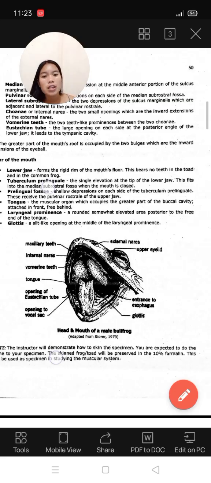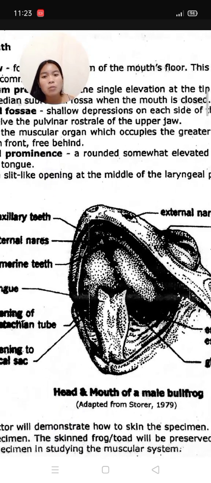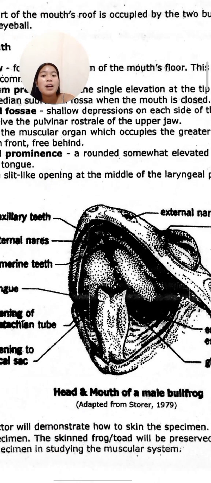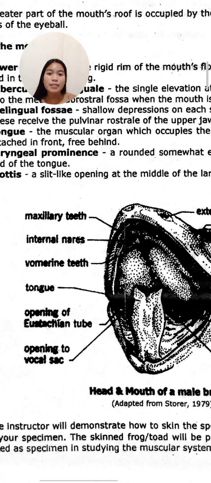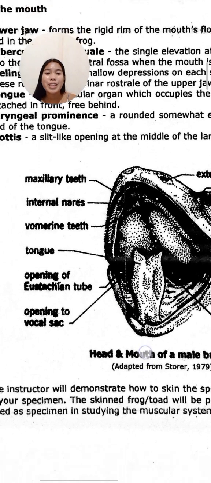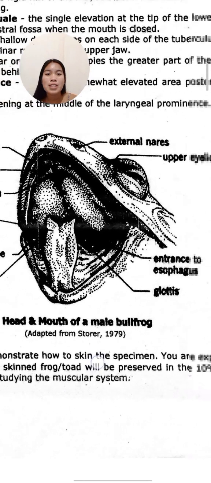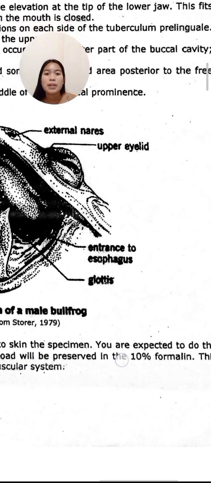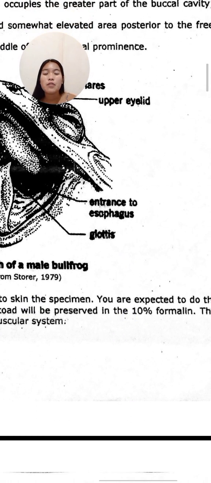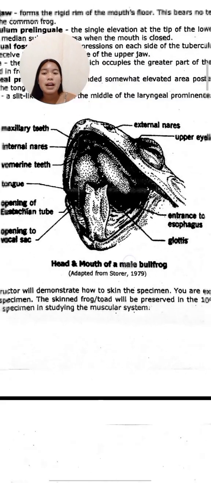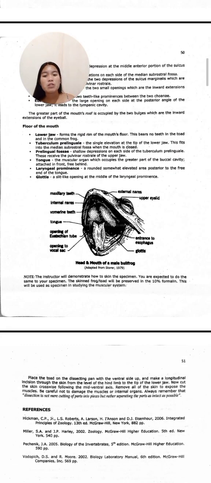So kani nga picture, makita kung asa dapit nakabutang ang maxillary teeth, internal nares, vomerine teeth, tongue, opening of eustachian tube, opening to vocal sac, external nares, upper eyelid, entrance to esophagus, and glottis. So naa diri nimo makita. So that's all for exercise number 7.